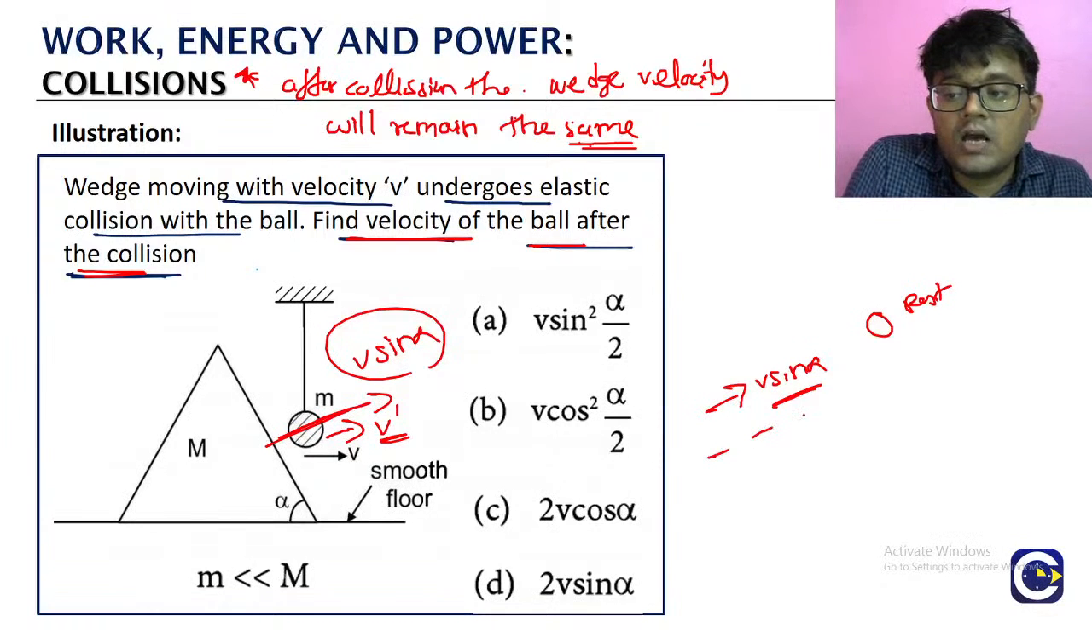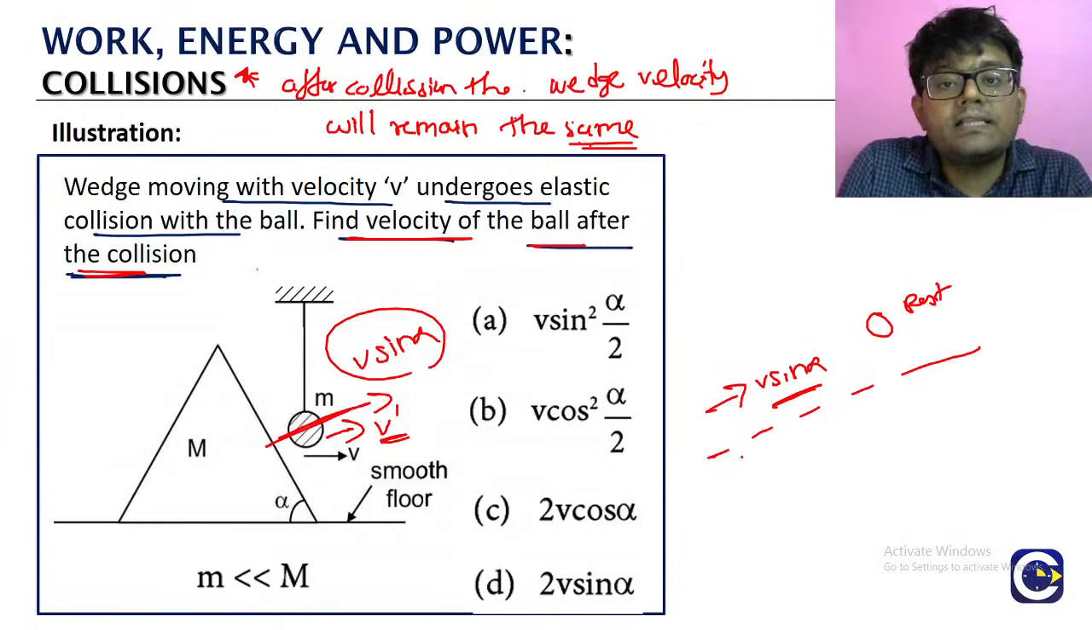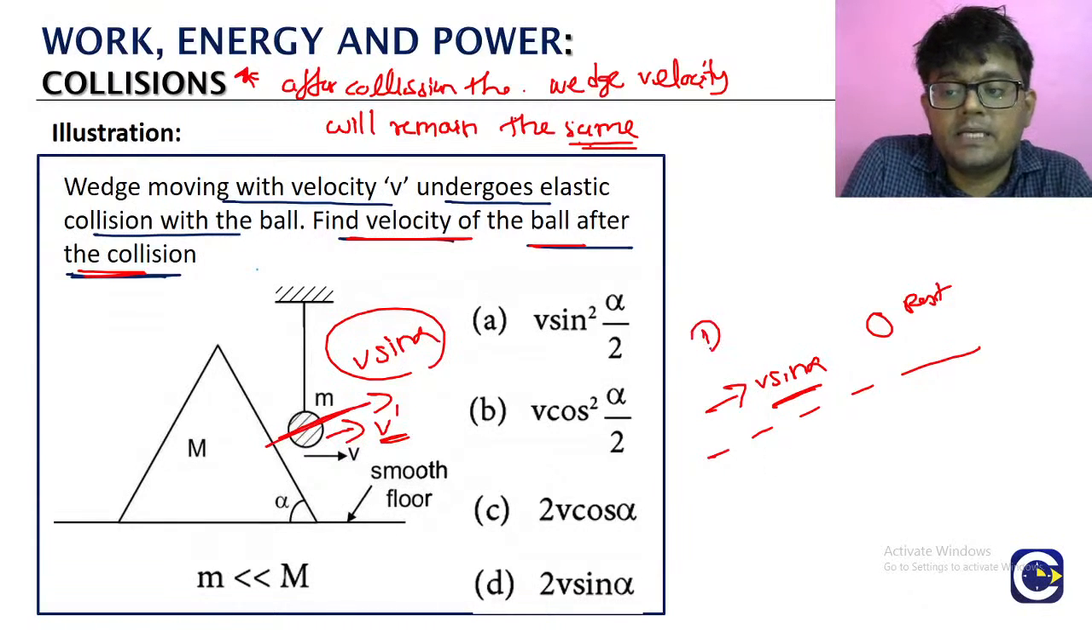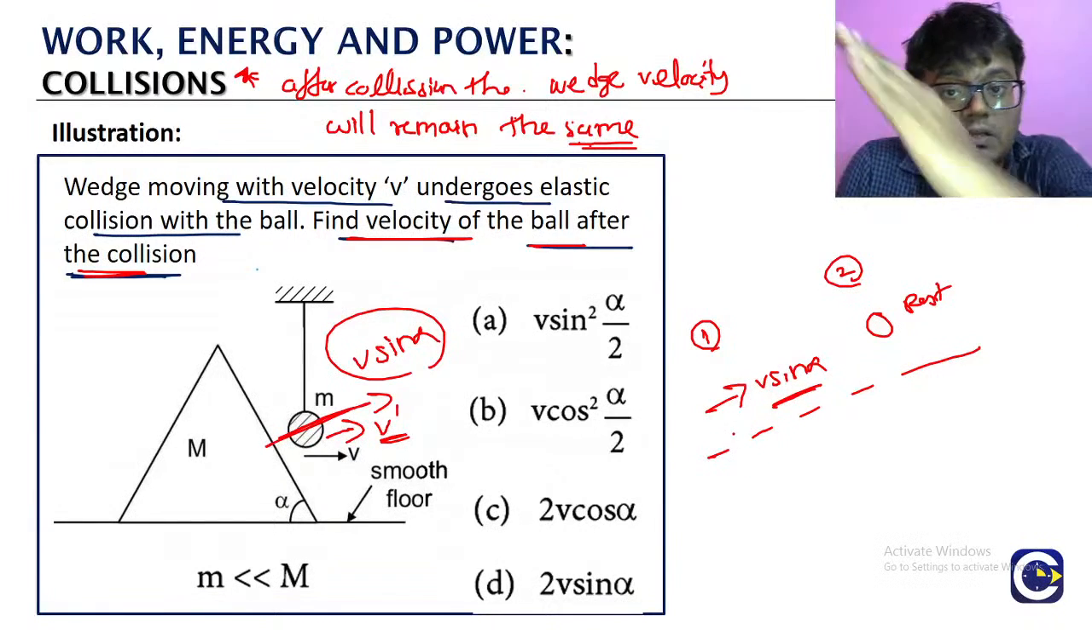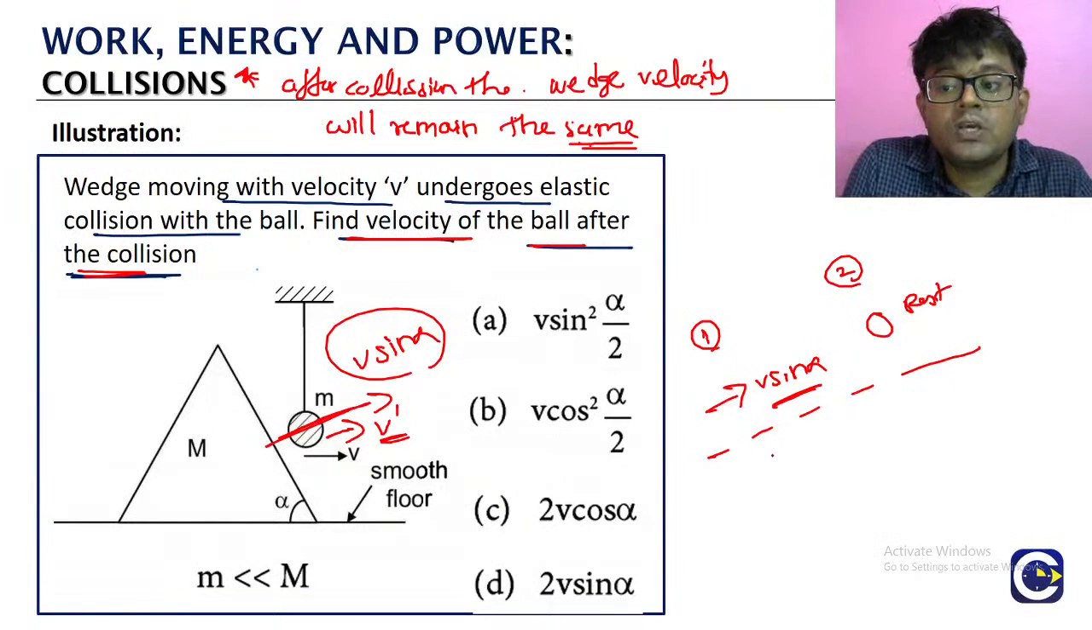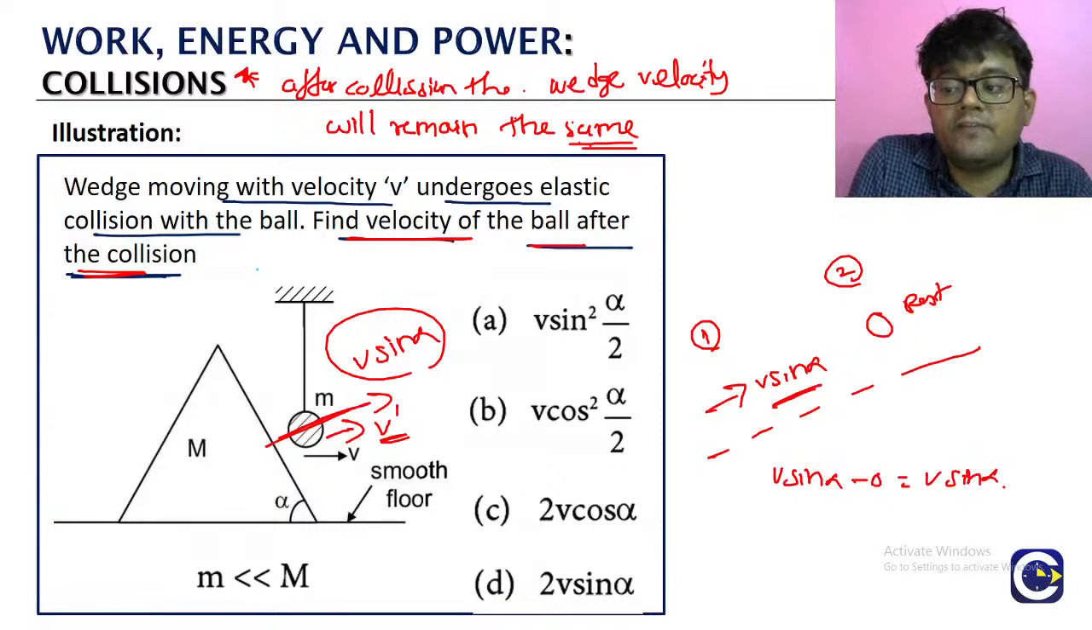Along the normal direction, what is the relative velocity of approach? This is like particle 1, particle 2. What is the relative velocity of approach? It means u1 minus u2. We are only considering along that common normal. u1 minus u2 means v sin alpha minus 0. That is v sin alpha. That is our u1 minus u2.